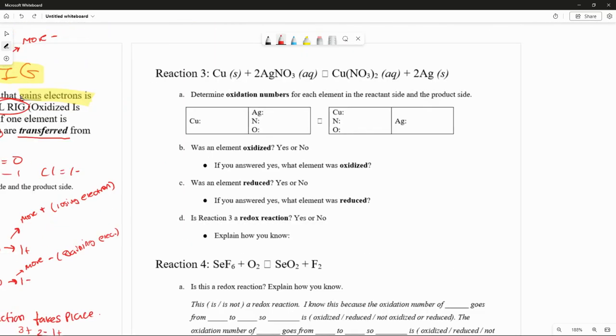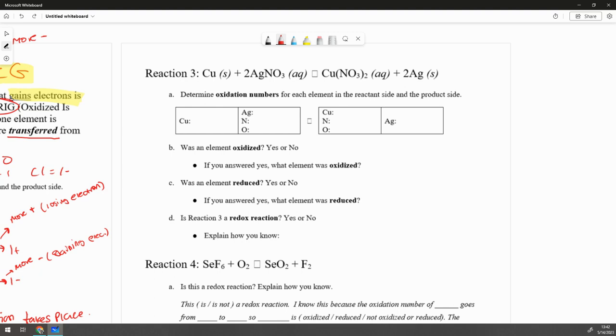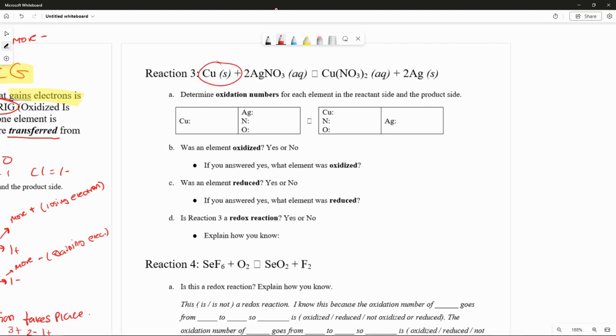All right, let's take a look at reaction number 3. Reaction number 3, we have CuS on the left reactant side. We have 2AgNO3. We have CuNO3 on the product side, and 2Ag on the product side as well. So our rules for redox reactions say that if a standalone element is present, its oxidation number is automatically 0. We also know there's a standalone element right there, so that is also 0.